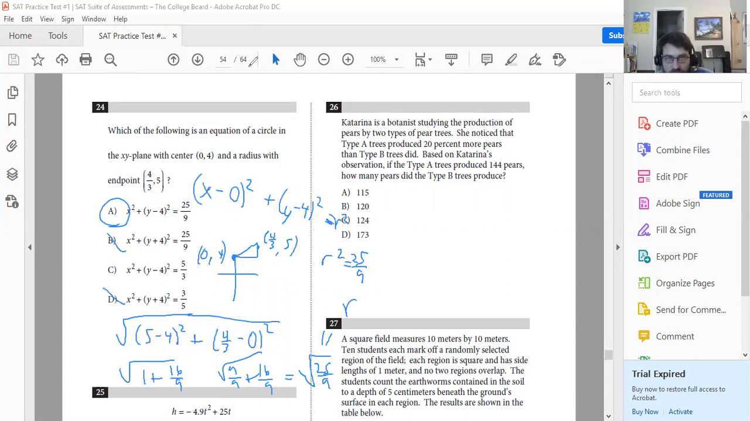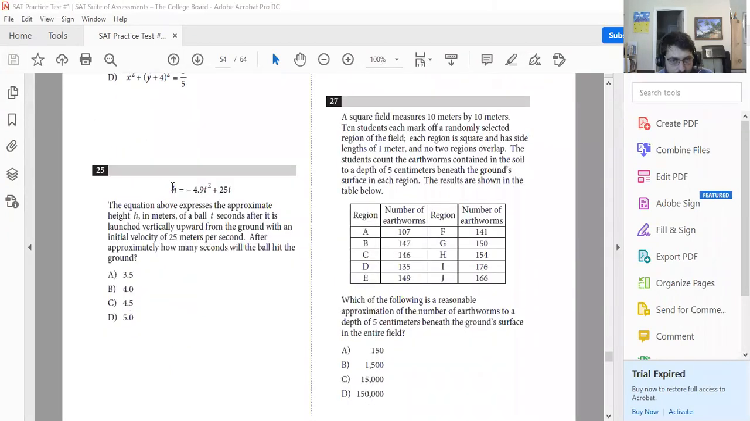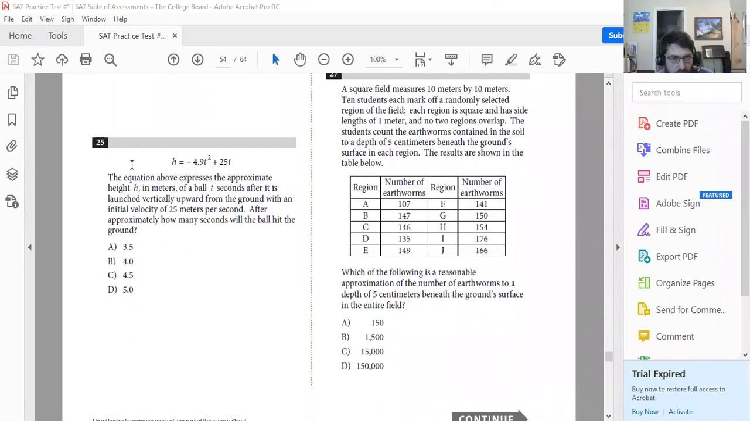We have number 25. The equation above expresses the approximate height h in meters of a ball t seconds after it is launched vertically upward from the ground with an initial velocity of 25 meters per second. After approximately how many seconds will the ball hit the ground? So the ball will hit the ground when it has a height h of 0, so we'll just set this equation equal to 0. These terms both have a t in them, so we can take out a t.